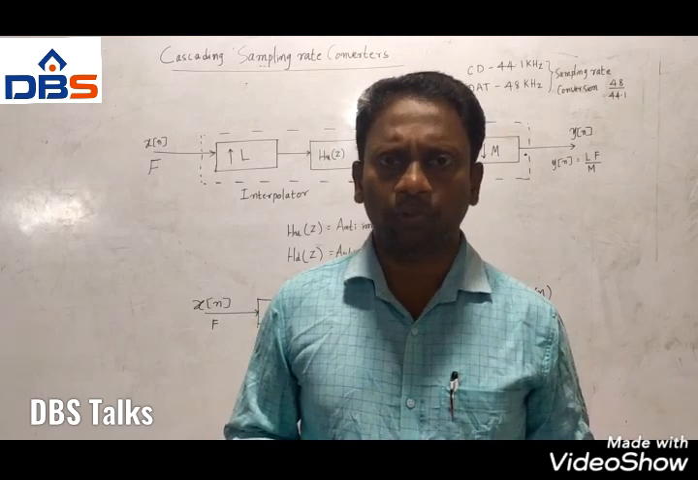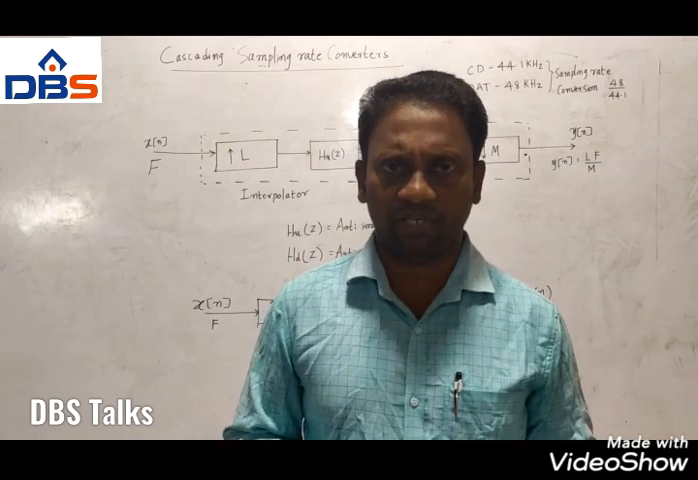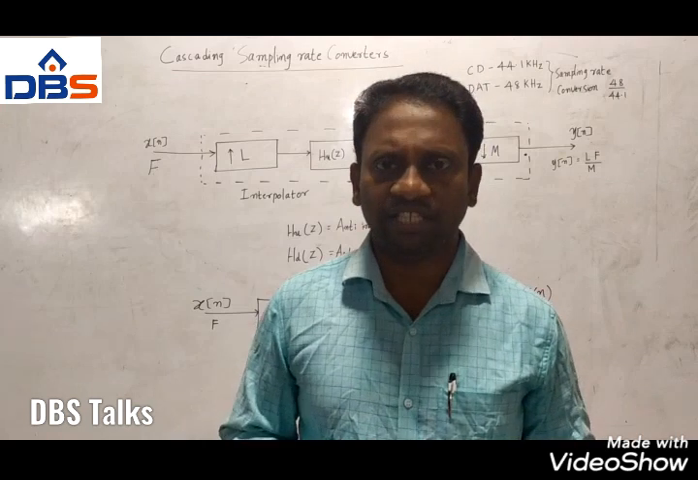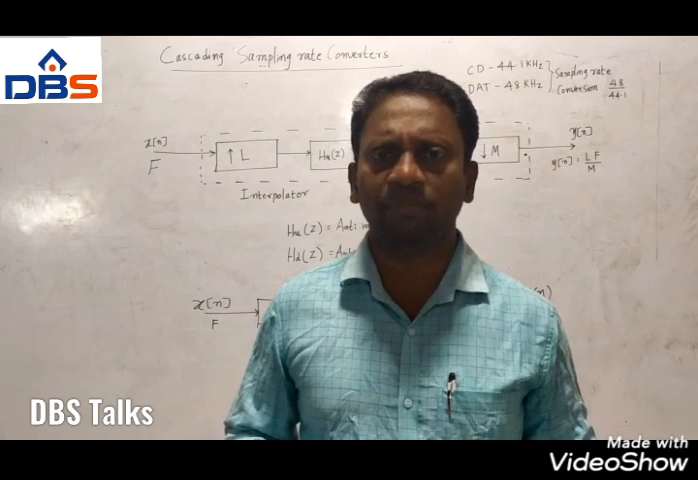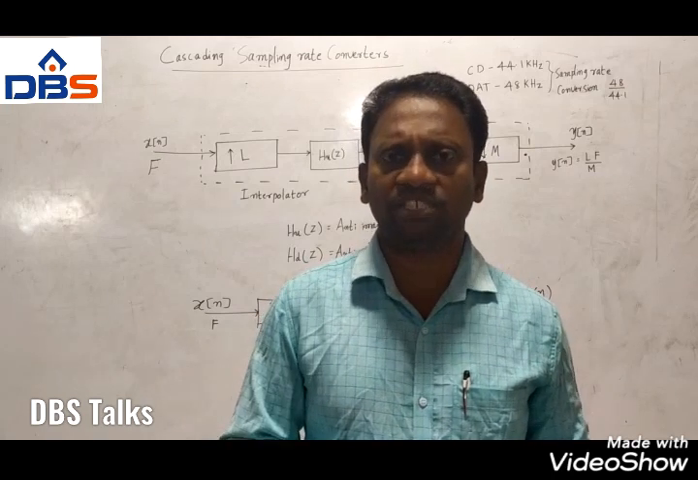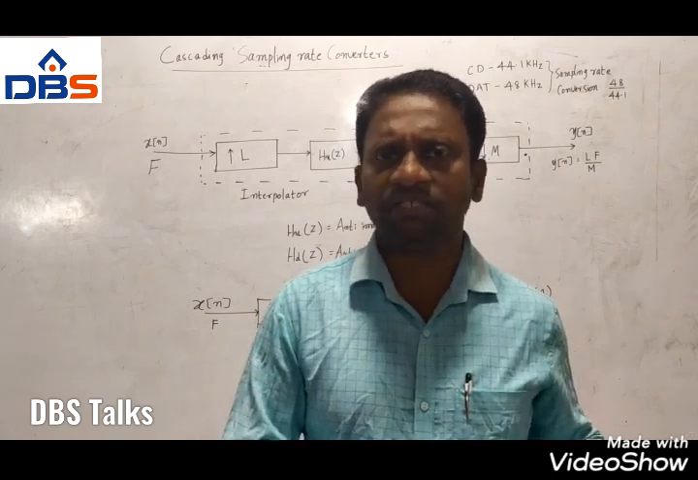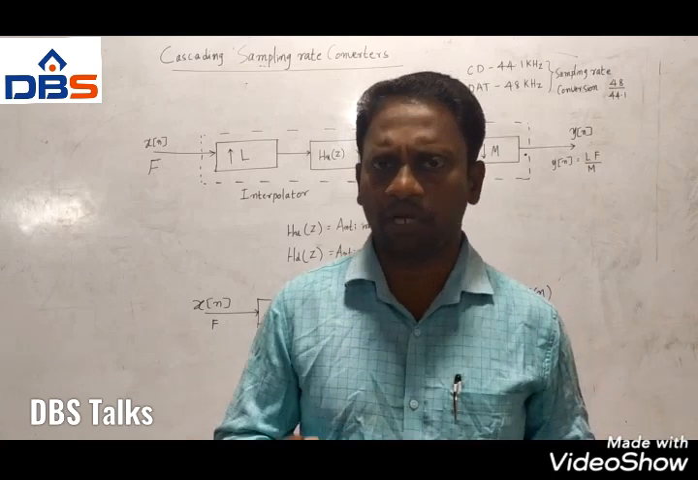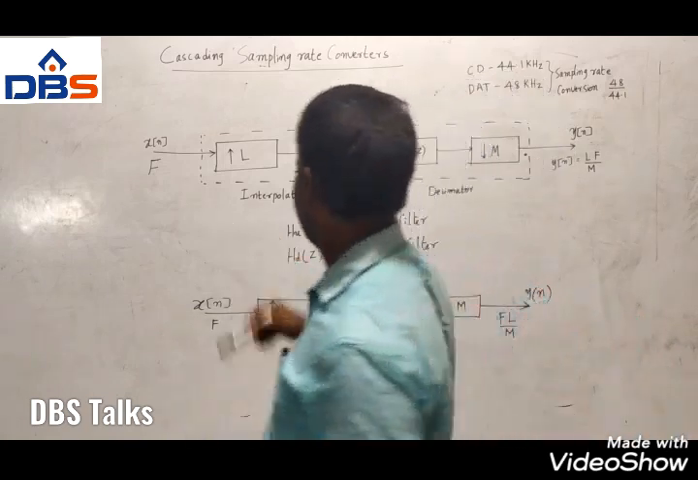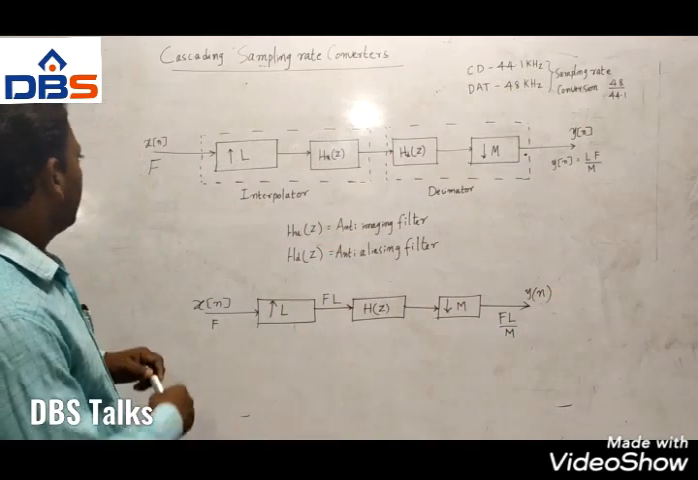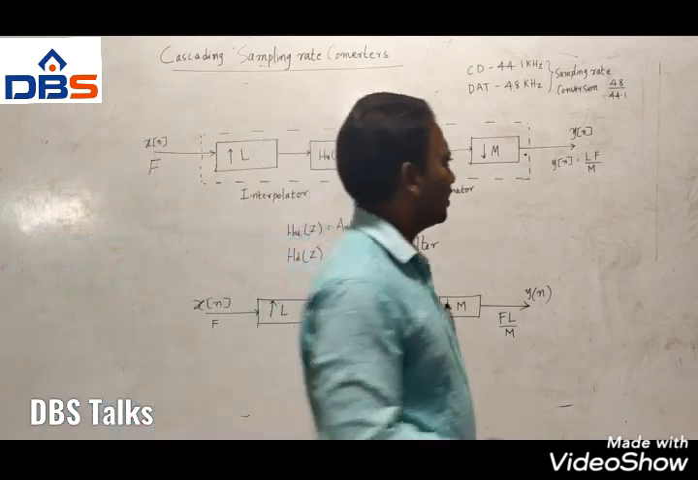Cascading means the output of one sampling rate converter is connected as the input for the other sampling rate converter. Then we call it cascading sampling rate converters. Simply, cascading means connecting the output of one system as an input for the next system. Like that you can connect any number of these systems. Here we will take up two systems in cascade. x of n is a sequence. Before that we will see what is the need for this.